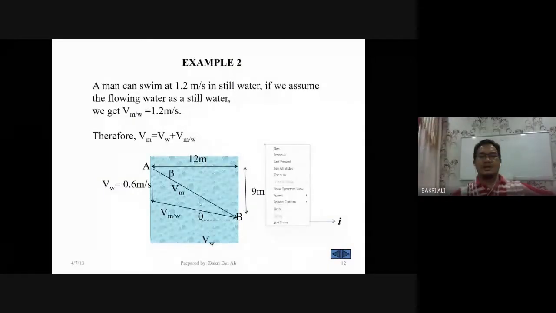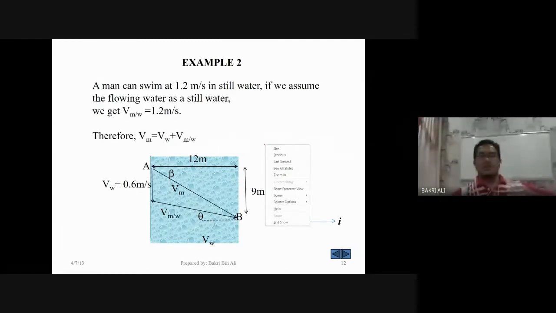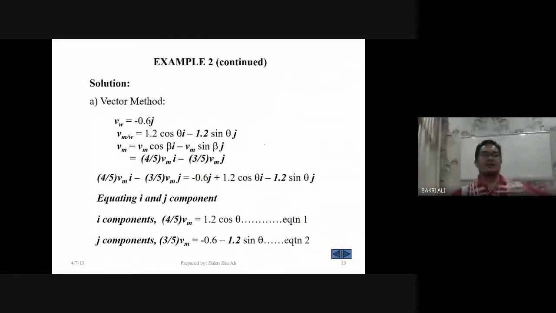So in this case, theta is this angle. So Vm/w is separated into i and j components by using this angle theta: Vm/w cos theta i in the positive i and minus Vm/w sin theta j in the negative j. While the actual velocity that the man needs to take is Vm cos beta i minus Vm sin beta j.